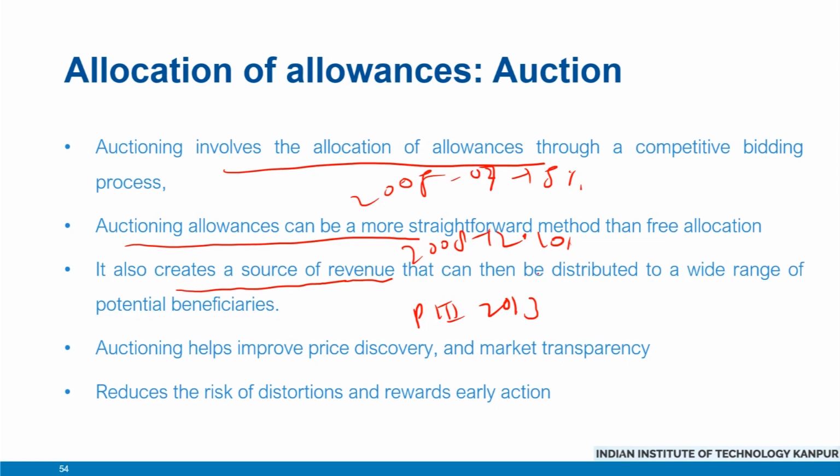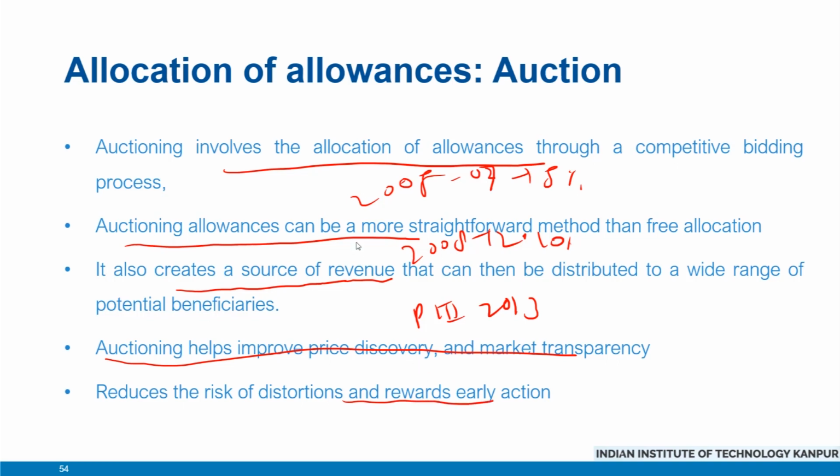This meant that approximately 50% of allowances were expected to be auctioned, with this proportion expected to continually rise throughout the trading period. And the auctioning of allowances from the third period onwards is governed by what we call the auction regulation, which specifies the timing, administration, and various other aspects of how auctioning should take place to ensure an open, transparent, harmonized and non-discriminatory process. So in all, auctioning is expected to help improve price discovery and market transparency, reduce the risk of distortion and reward early action.